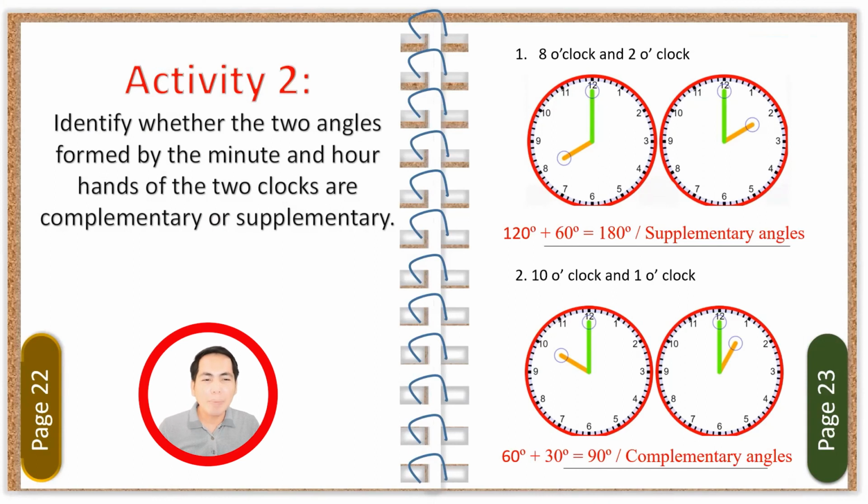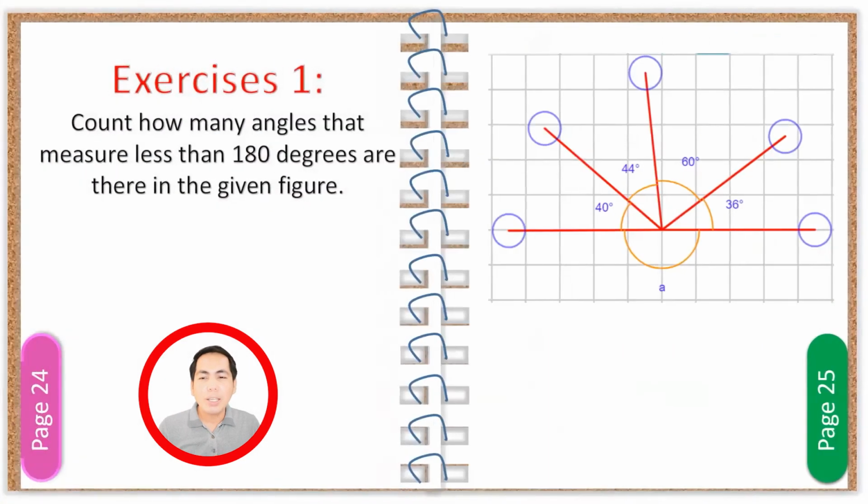So this time, I'll be giving you these exercises. All you have to do is to count the number of angles that measure less than 180 degrees in the given illustration. So we have here the illustration and then you are going to count the number of angles that measure less than 180 degrees.